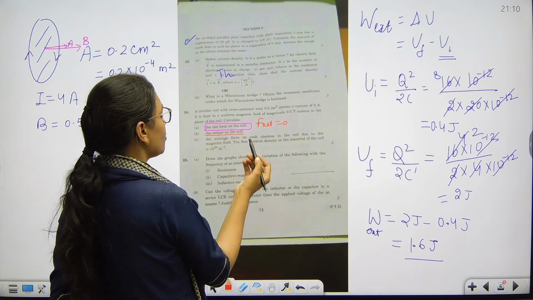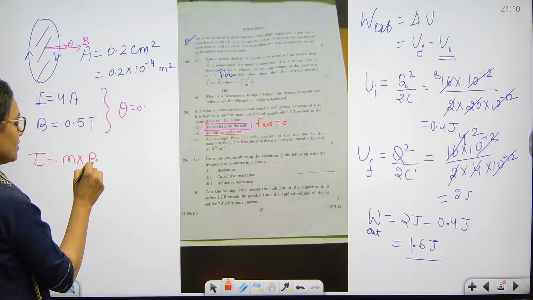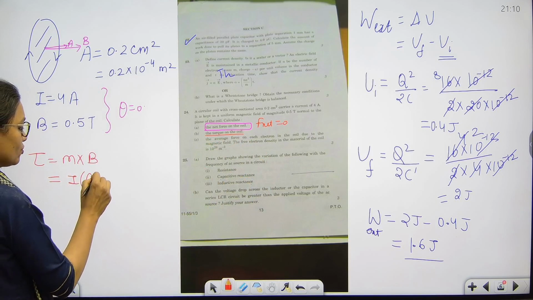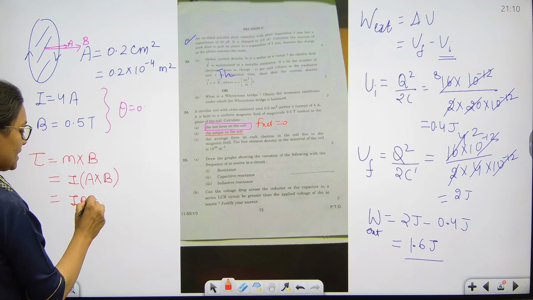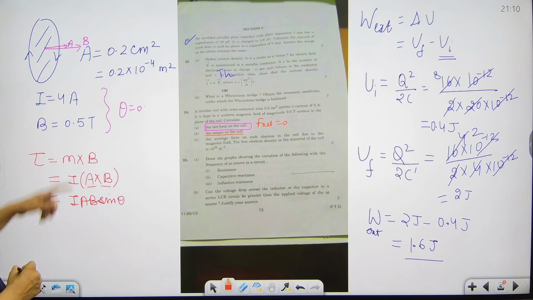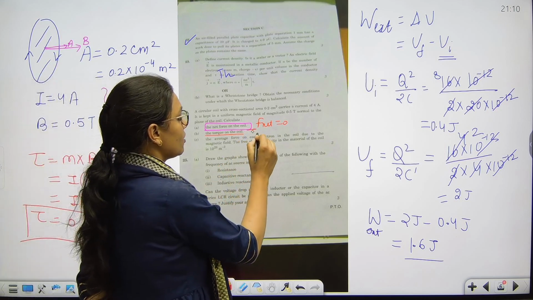Then we have the torque on the coil. Torque can be given as M cross B. M is current into area. So we have to do area cross B, which means we have to find M A B sine theta. Theta is the angle between area vector and magnetic field. What is the angle? 0 degree. Sine 0 is 0. Torque will be 0. Torque is also 0.